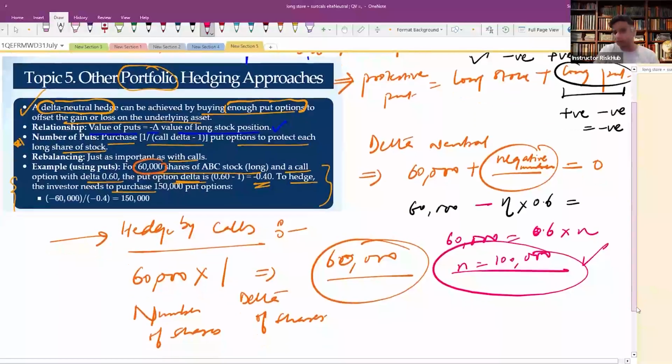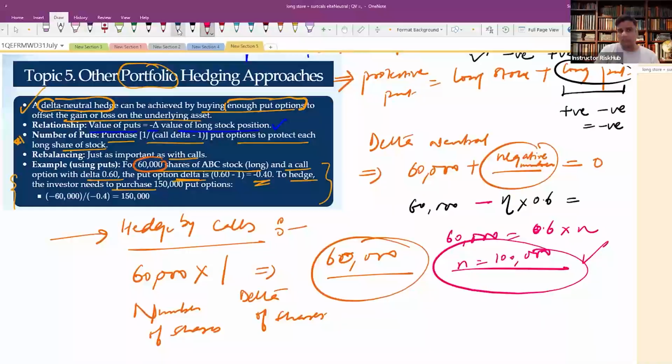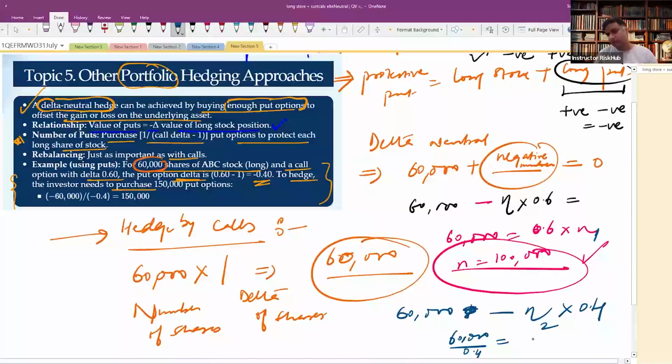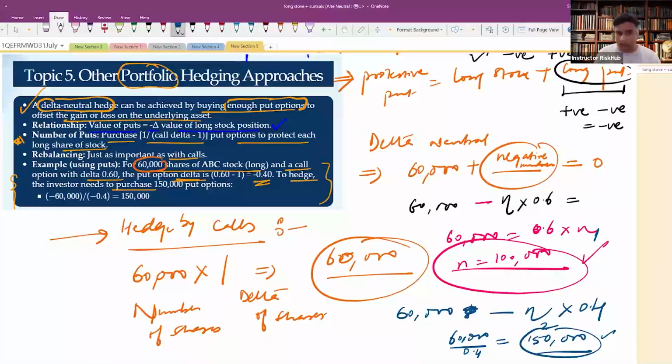Now, if you want to hedge it by long put, then also you can do it. It's easy, same logic. You have long stock 60,000. I want long put, which is again negative. So I put in a negative value. Let's say this is our N1, and I put N2 into your 0.4 delta of put. I take it to the other side. So 60,000 divided by 0.4, I get 150,000 put options. So you can hedge your portfolio by call option also, by put option also, depending on the delta. Either you are doing it by long put or by short call. Both are giving me a negative value. That's it, guys. That's a very simple thing.